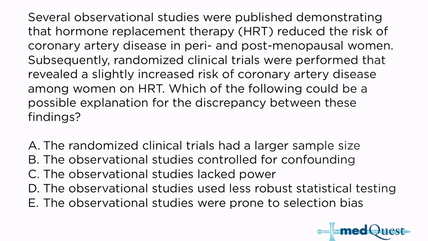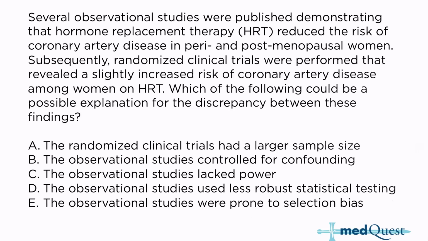Choice B, the observational studies controlled for confounding. Well, we don't actually know whether or not they controlled for confounding, but even if they did, again, we're going from a negative relationship to a positive relationship. So whether or not the observational studies controlled for confounding wouldn't really explain this difference in a meaningful way. Choice C, the observational studies lacked power. Again, there's not really enough information in this question to determine whether or not the studies lacked power.